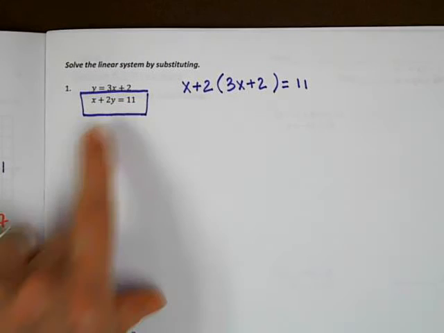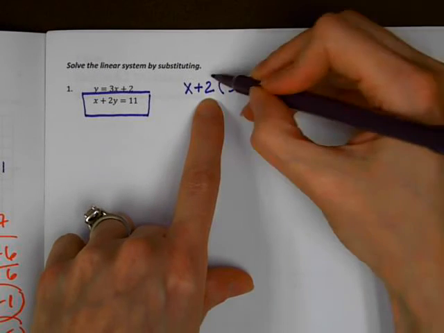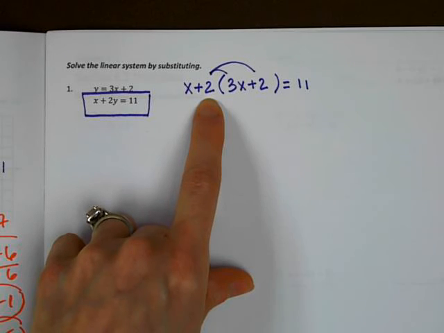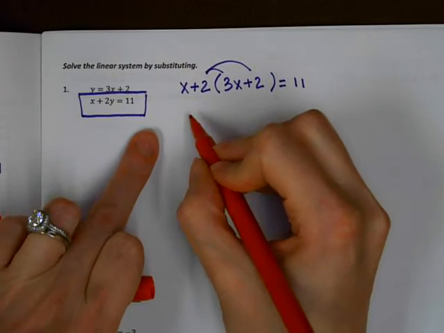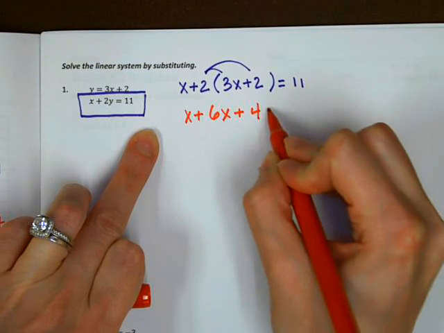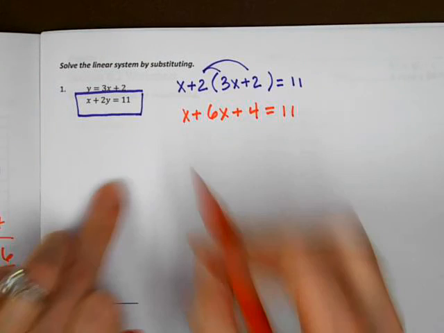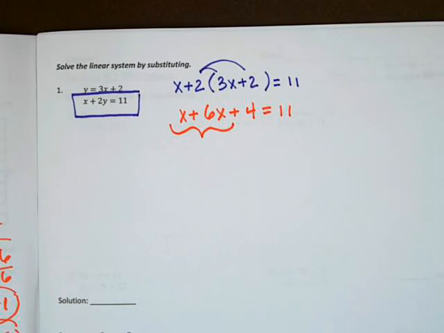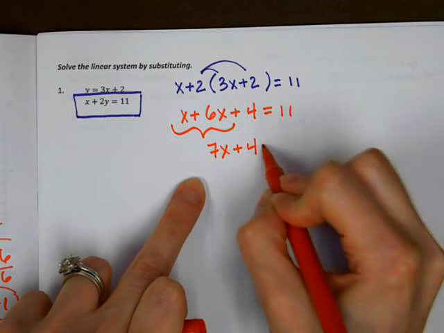And the reason I put parentheses is because there was a 2 in front of the y, so we have to remember to distribute the 2 when we solve. Okay, and then step 3, go ahead and solve. So we're going to distribute the 2 and get x plus 6x plus 4 equals 11, right? We're just multiplying. And then we're going to add like terms. 1x plus 6x is 7x plus 4 equals 11.